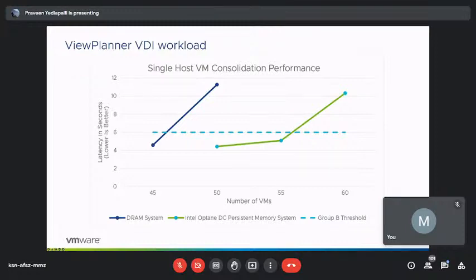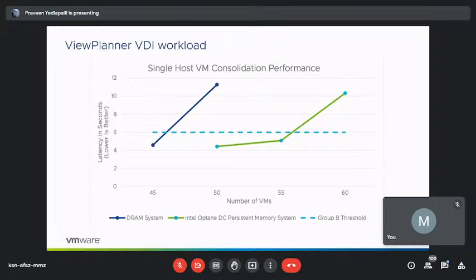So on the DRAM system, this blue line, when I try to run 45 VMs, it's okay. The latency is below the dashed line. But when I try to run 50 VMs, the latency goes up so much and it's not valid. But the green line, which is the PMM line, when I try to run 50 VMs, it's below the dashed line. Even when I try to run 55 VMs, I'm still below the threshold latency. Only when I try to run 60 VMs, I am crossing this threshold latency of 6 seconds.